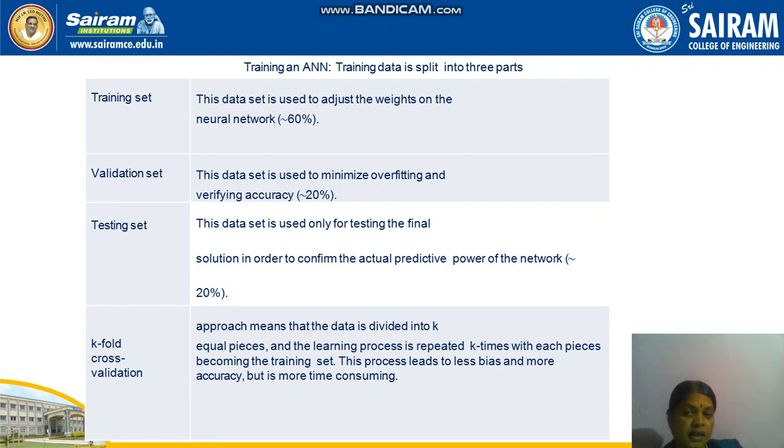Be careful, underline. I can repeat the process again. I can repeat it such that it will become training data, by adjusting the weightage, but it will consume more time. So this is about the training. The data is split into three parts called the training set, validation set, testing set, and then the k-fold cross validation set.